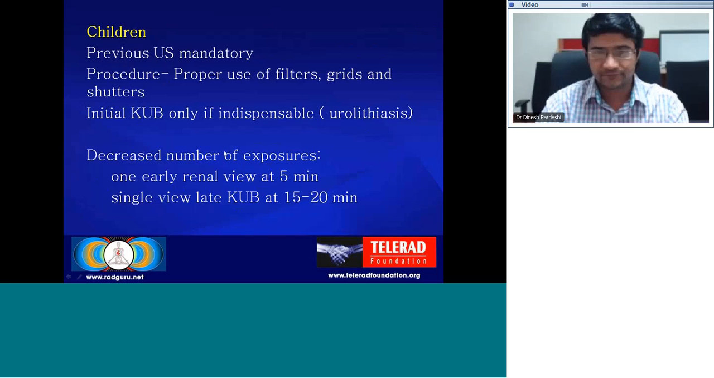And the sequence of films should be one early renal view film at 5 minutes and later, at 15 to 20 minutes, the entire KUB film is taken. These are the 2 or 3 films which are usually necessary. And in cases of pathology, suppose we detect some hydronephrosis or something, in those cases only the delayed film needs to be taken.